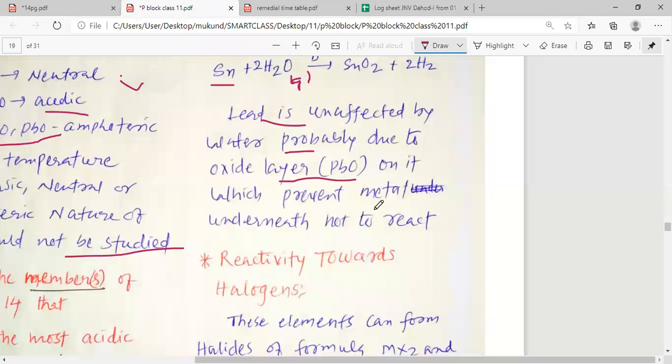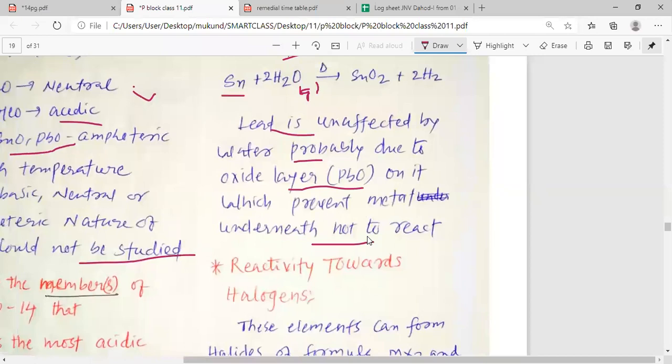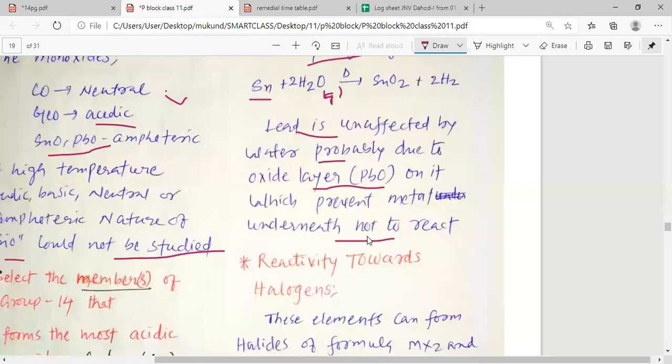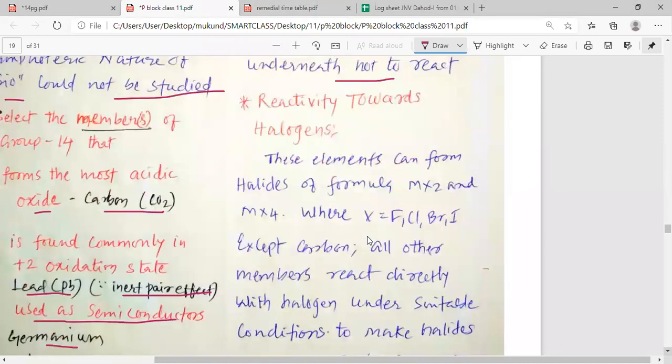So you can easily remember, my dear students, that out of group 14 elements, carbon, silicon, germanium, tin and lead, only tin is the element that reacts with water, and even then only with steam, my dear students. All the other elements, due to one reason or another, are not affected by water.